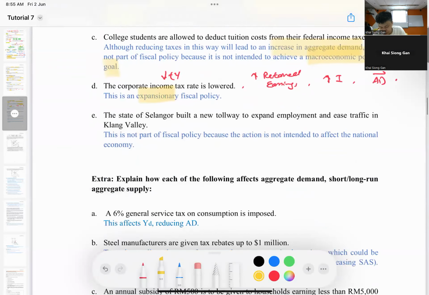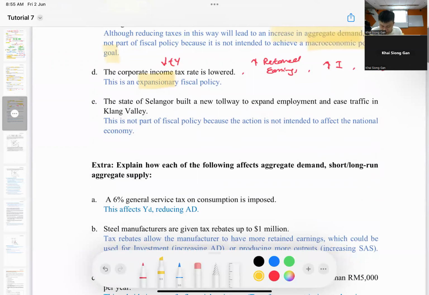Okay, some extra questions over here. Explain how each of the following affects aggregate demand or aggregate supply. A 6% general service tax on consumption is imposed. Service tax on consumption affects the income of people, so reducing aggregate demand.